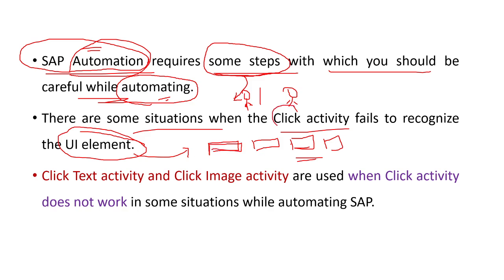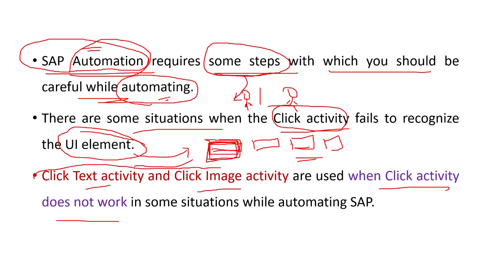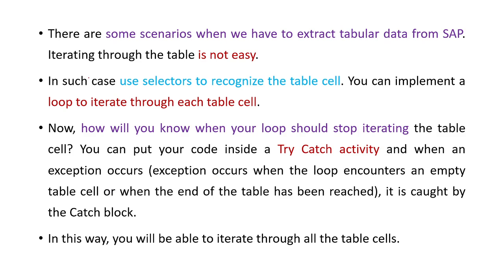It has to focus. Clear? Obviously, if the click activity fails to recognize the target UI element, you have to look for an alternative, like the click text activity or click image activity, which are generally used when the click activity does not work. This is one of the basic steps the RPA developer has to follow. If the developer can't focus on the target UI element, that particular activity is not working, so obviously they have to look for alternative activities. That's what the author is telling here. Clear?